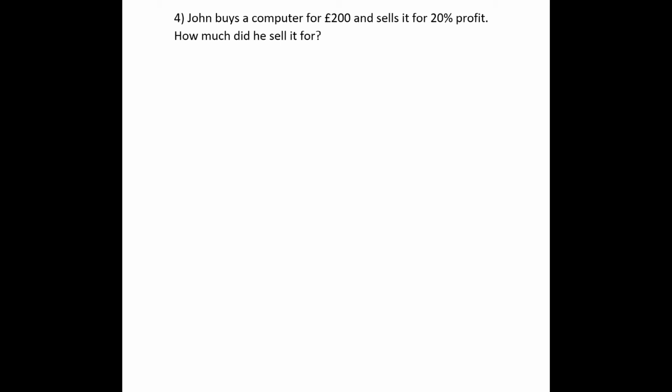We're now going to look at some basic profit and loss questions. John buys a computer for £200 and sells it for 20% profit. How much did he sell it for? Well, what I need to do for this question is calculate 20% of 200 and then realize because John is selling at a profit, he must have sold it for more than what he bought it for. In fact, it's 20% more.